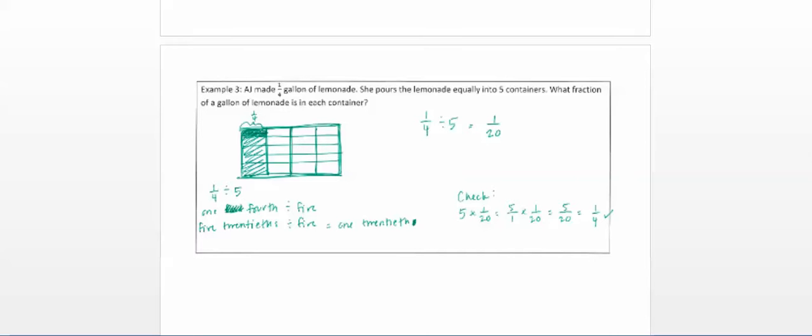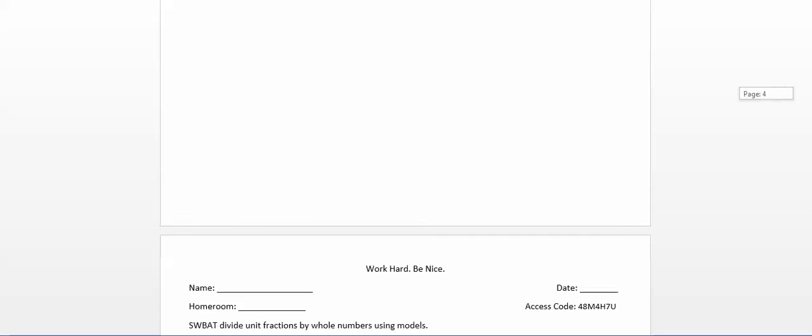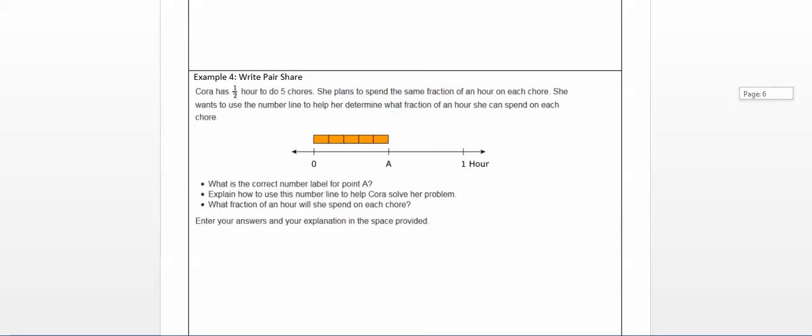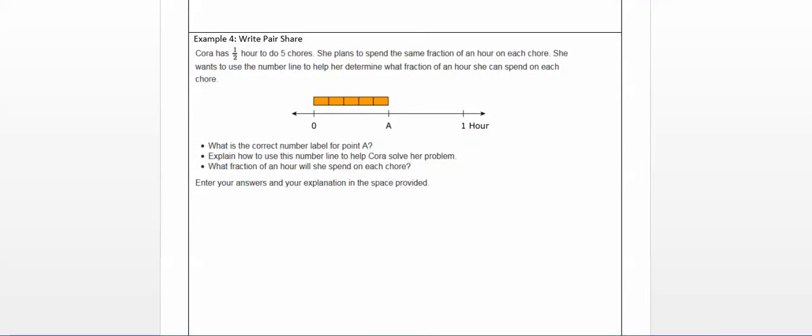Okay, let me show you really quick this next item. So I'm going to scroll down. This is going to be our right pair share. Cora has 1/2 of an hour to do 5 chores. She plans to spend the same fraction of an hour on each chore. She wants to use the number line to help her determine what fraction of an hour she can spend on each chore. What is the correct number label for A? Explain how to use this number line to help Cora solve the problem. What fraction of an hour will she spend on each chore?